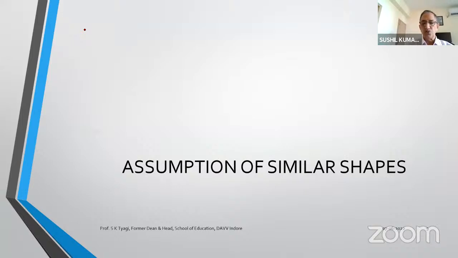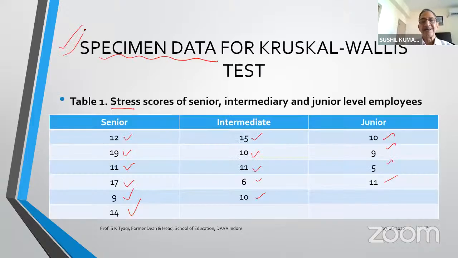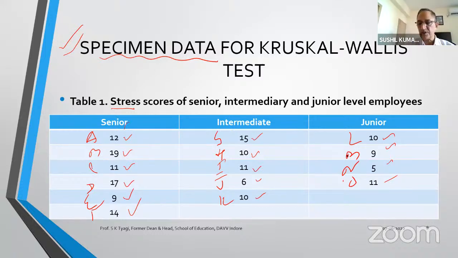Now we come to the testing of assumptions. Before applying Kruskal-Wallis test, we must see whether the data fulfills the assumptions of non-parametric ANOVA. Now there are 2 assumptions which are to be tested statistically. Other assumptions can be seen to be fulfilled from here. 1, random sample. These three groups have been taken randomly. Number 2, independent observations. This person A, B, C, D, E, F, G, H, I, J, K, L, M, N, O. So all these individuals are different. Therefore, these are independent observations.